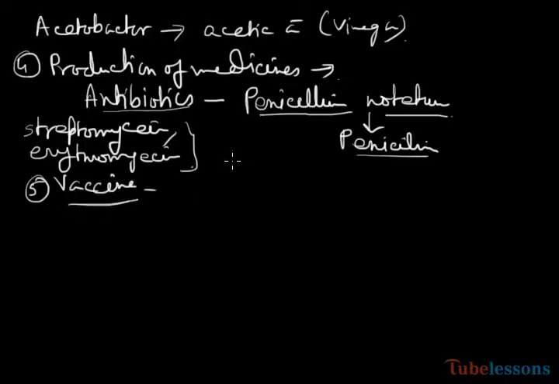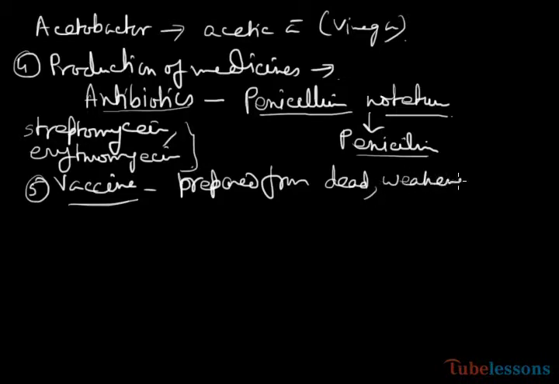Vaccine is produced from dead or weakened but alive microorganisms of a disease to develop the immunity from that disease. So, what is vaccine? Vaccine is the substance prepared from either dead or weakened but alive microorganisms.